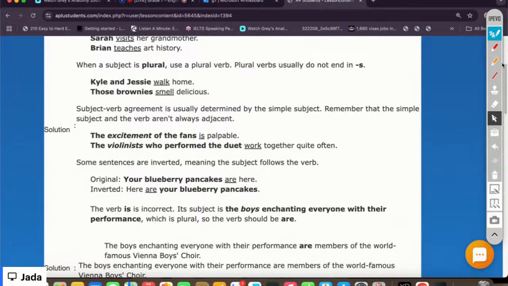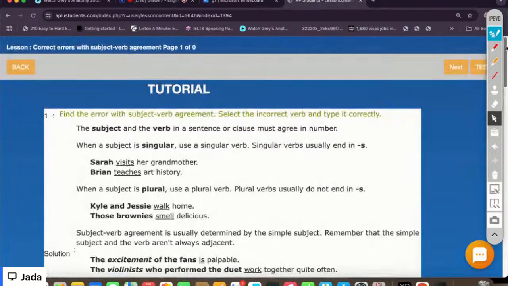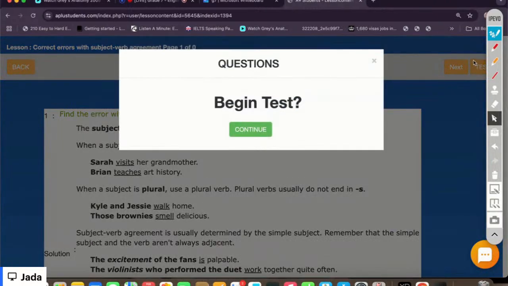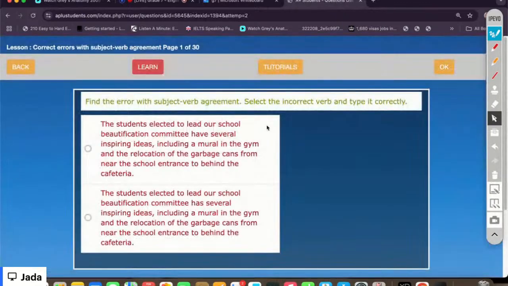So we will just move on to the test and you can share your answers with me if you know any. Okay, you can participate. So you have to find the error with the subject verb agreement. Select the incorrect verb and type it correctly.